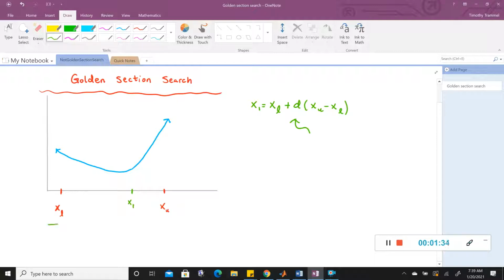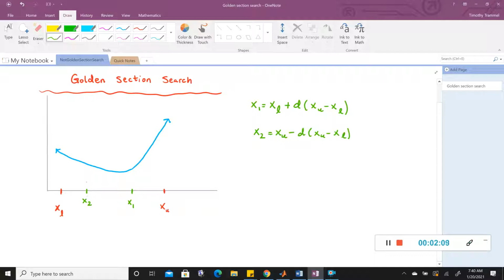Okay. And because this one came from x lower, we're going to call it x1, which is going to be confusing because our x2 is going to be over here. But x2 will be calculated very similarly. x2 is equal to x upper minus d times x upper minus x lower. Okay. And so that might put us somewhere like, let's see, I'm just trying to make this look symmetric. I think about right here.